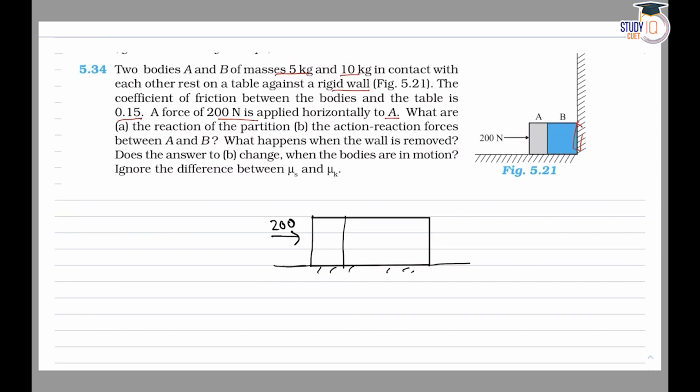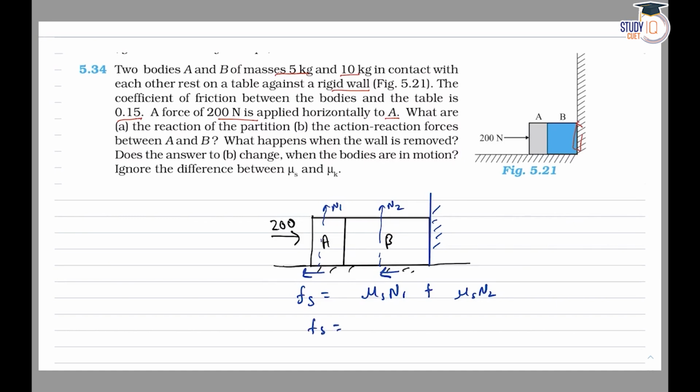So let's say this is block A and this is block B, and this is the wall which is here. First of all, we are going to find out the force of friction. So the frictional force is equal to mu s into N1, if this normal is N1 and this normal is N2. On block A, the frictional force is mu s into N1, and on block B, the frictional force is mu s into N2, and both will act opposite to the external force of 200 Newton.